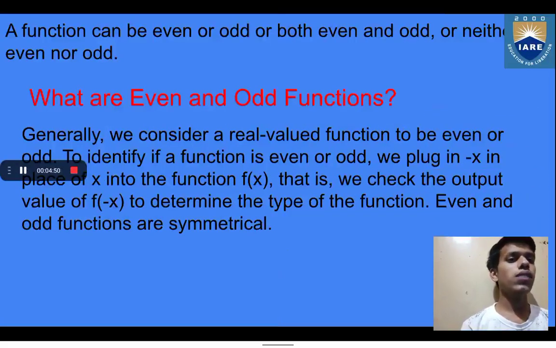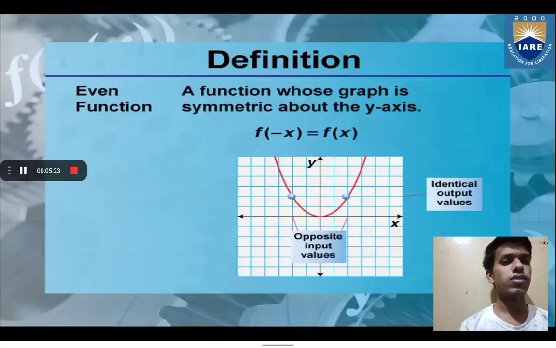A function can be even or odd, or both even and odd, or neither even nor odd. First of all, what are even and odd functions? Generally, we consider a real valued function to be even or odd. To identify if a function is even or odd, we plug in minus x in place of x into the function f of x, as we have seen in the previous slide. That is, we check the output value of f of minus x to determine the type of the function. Even and odd functions are determined by symmetry.